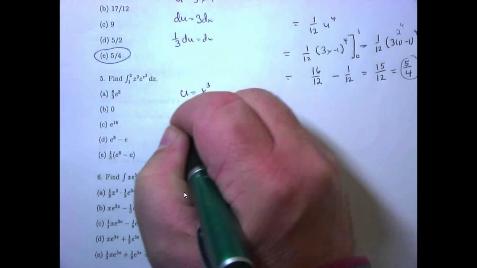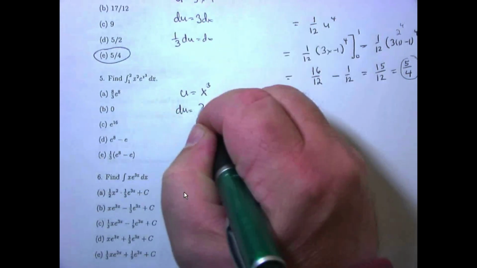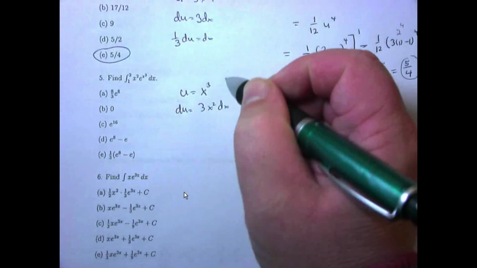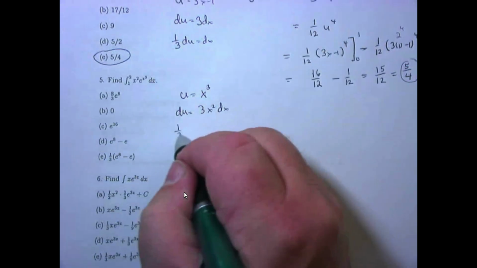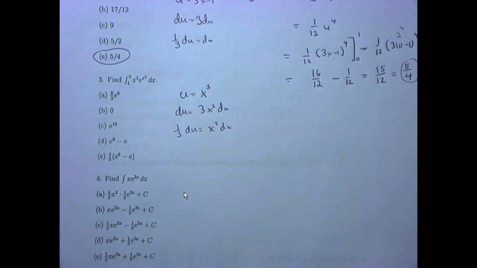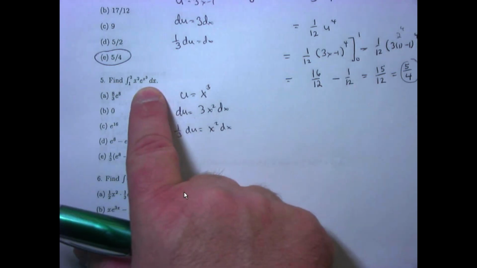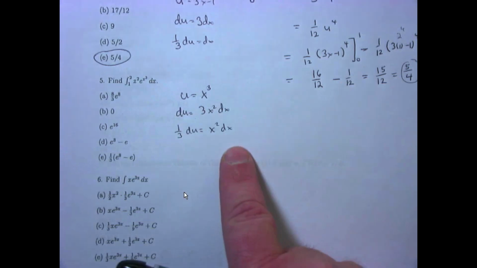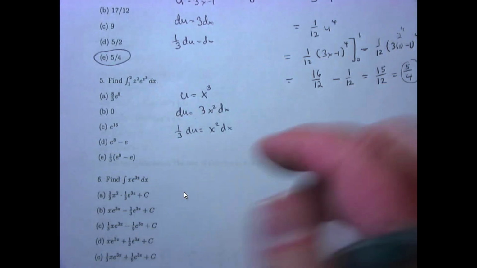The exponent, x cubed. And then I take du, which is the derivative, which is 3x squared dx. Move my constant to the other side: 1/3 of du equals x squared dx. Now, this is the point where I know I'm going to either use u substitution or not. Is the du part in the problem? Yes. Is there an x squared dx? Yes, there is. So this is a u substitution problem, not by parts.